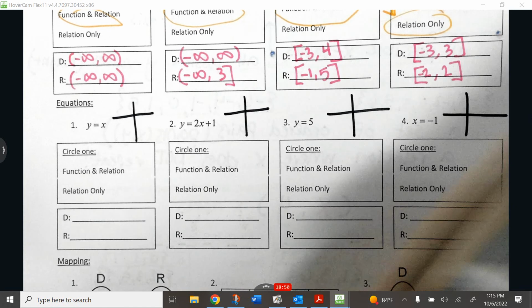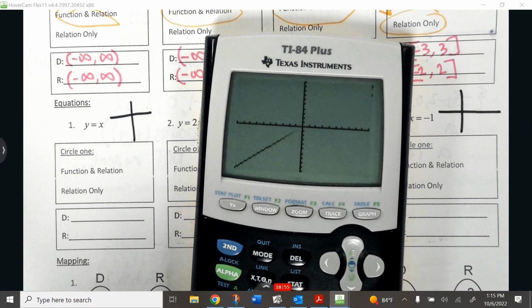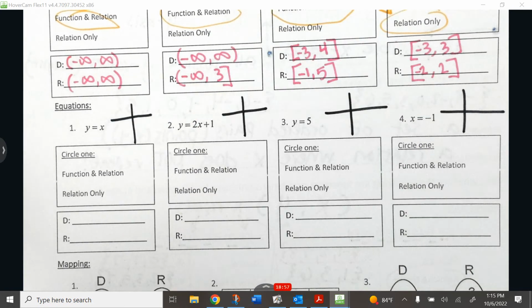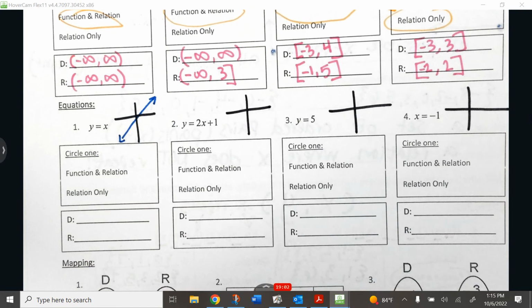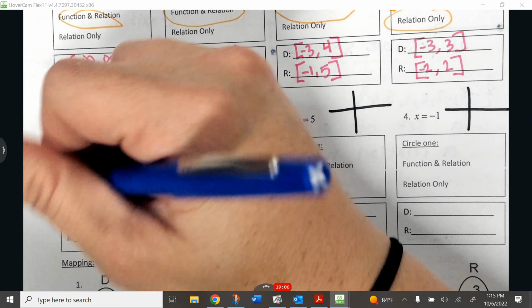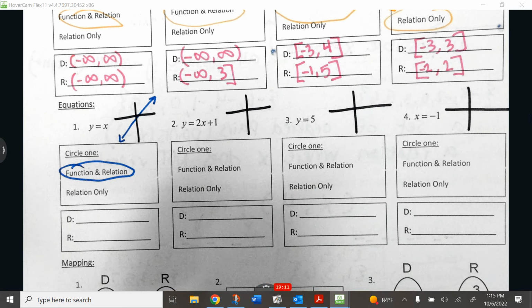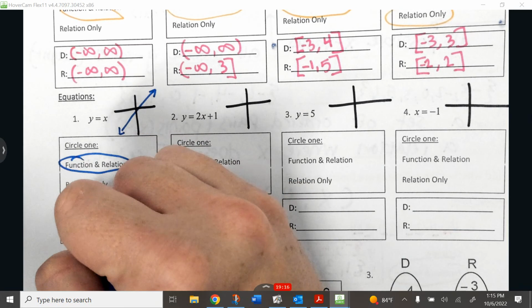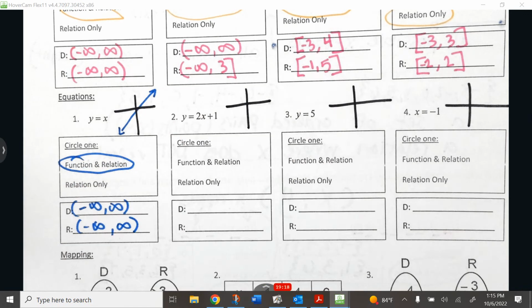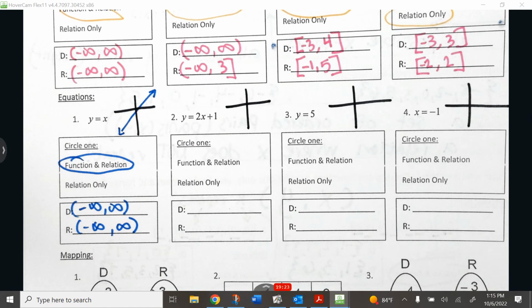Okay, so this first one, if I come to my calculator and type y equals x and I hit graph, it's a diagonal and it's a linear equation, which means it's going to go on forever. Well, what do you think that is, a function or a relation only? Function. And what do you think your domain and range are? You're exactly right. Negative infinity to infinity for both, because it goes left forever, it goes right forever, it goes up forever, it goes down forever.